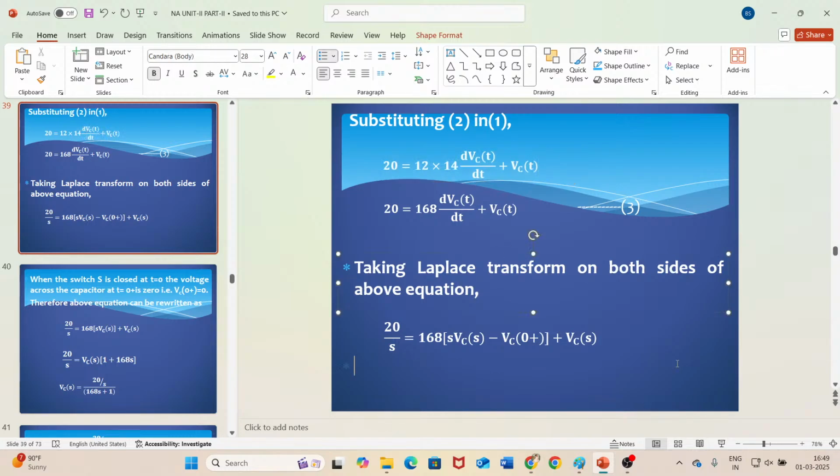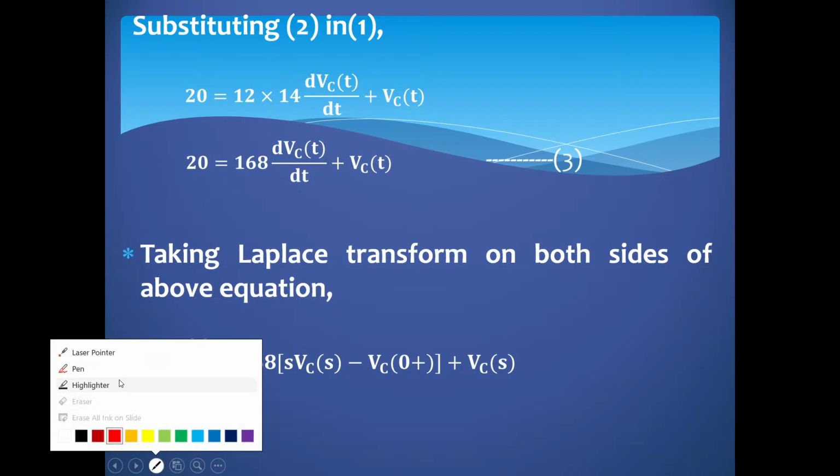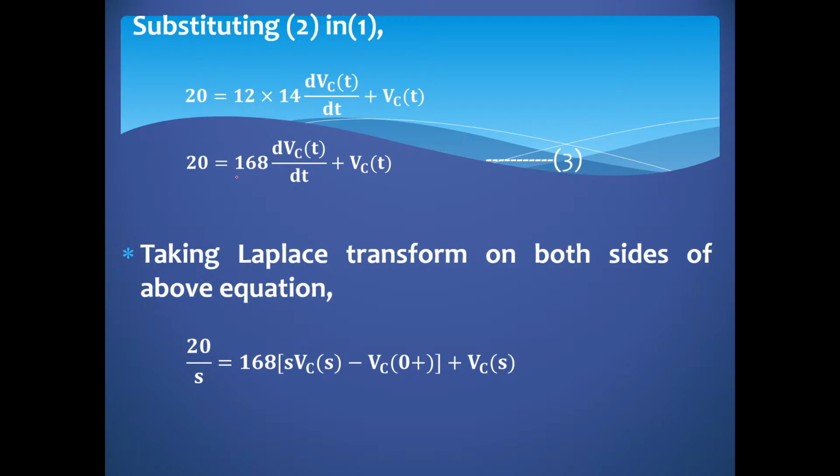Okay. So is this correct? Is 12 into 14 how much? Can anyone tell me? Is it 168? Just calculate it. I have written here, but please check whether my calculation is right or not. If it is wrong, you just inform me. 12 into 14, just multiply, d by dt of Vc of t plus Vc of t. This is our equation. So now what we have to do?